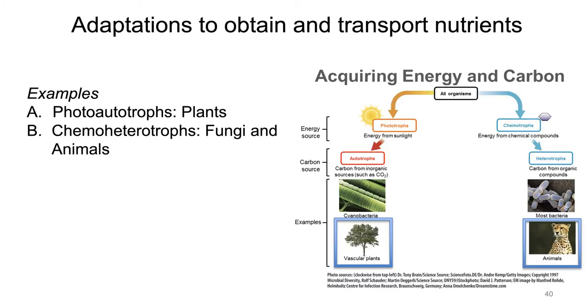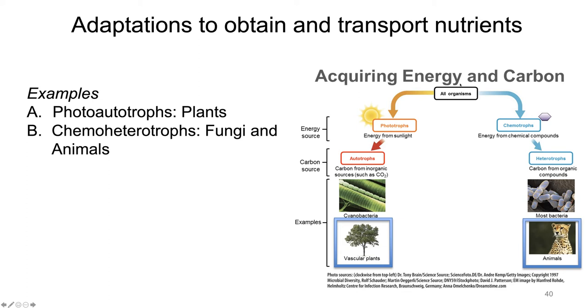So just as a quick reminder, we're going to be talking about adaptations that organisms use to obtain and transport nutrients. So obtain nutrients from the environment and transport them within their individual bodies or cells. And the main examples we'll be talking about are photoautotrophs and chemoheterotrophs. Photoautotrophy and chemoheterotrophy is all about how organisms acquire energy and carbon.